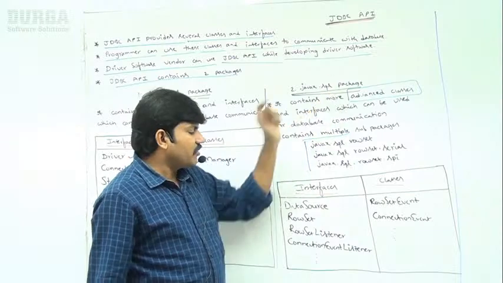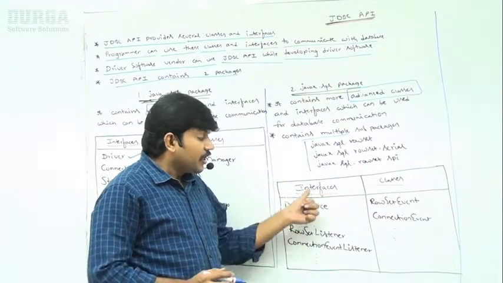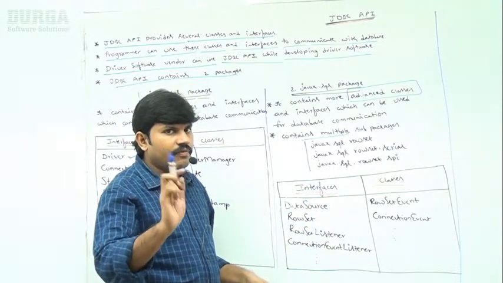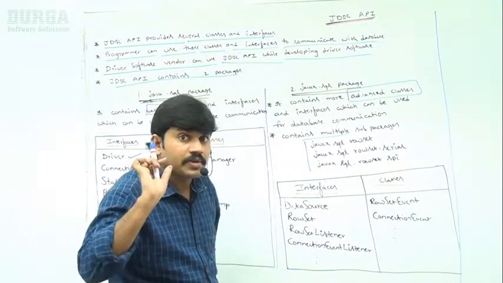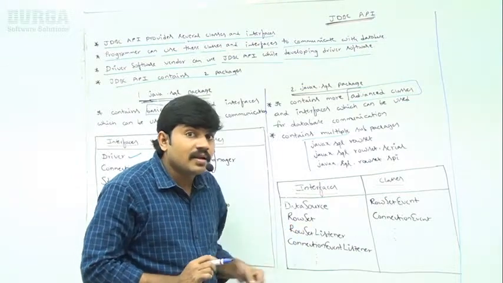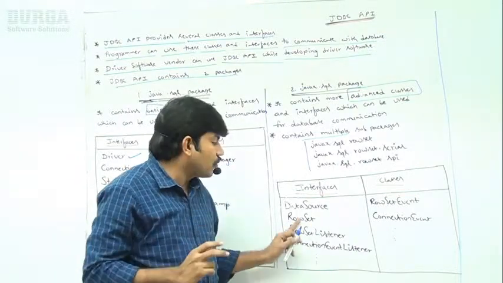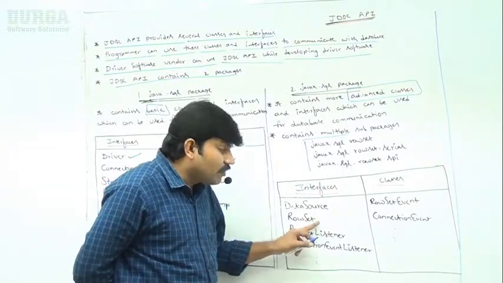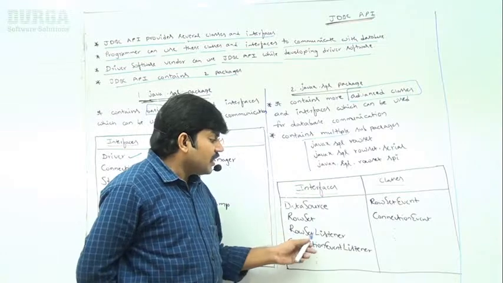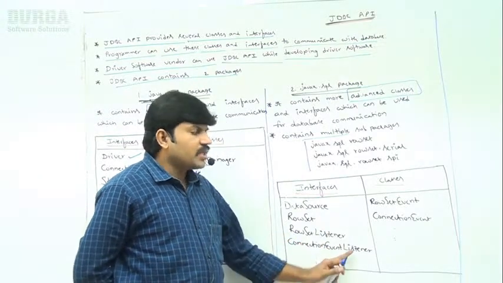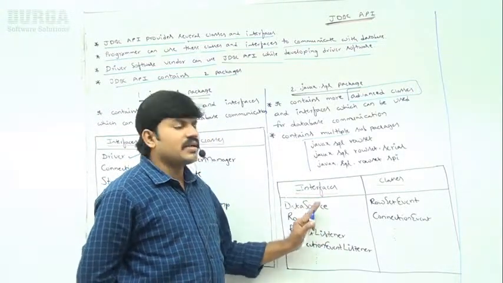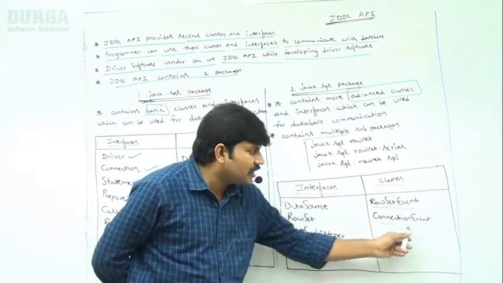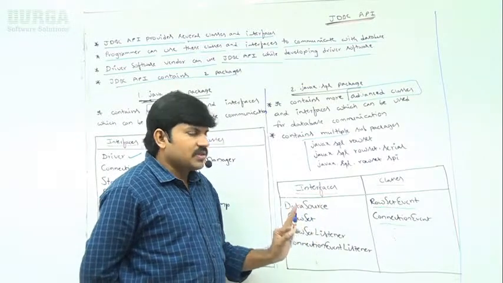Inside the javax.sql package, what are the various interfaces available? What is the first one? DataSource. Remember this one, which can be used for the connection pooling concept. Next, RowSet, an alternative to ResultSet. A more advanced ResultSet is the RowSet, right? Next, RowSetListener, ConnectionEventListener. There are several interfaces. Similarly, RowSetEvent, ConnectionEvent, these are important classes, right?